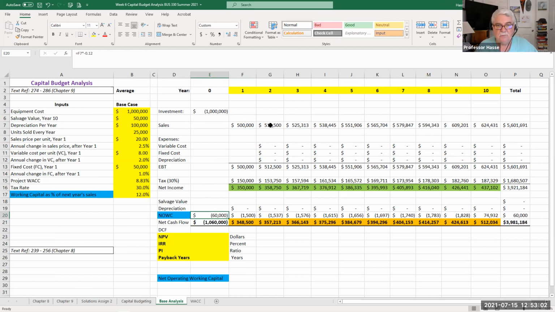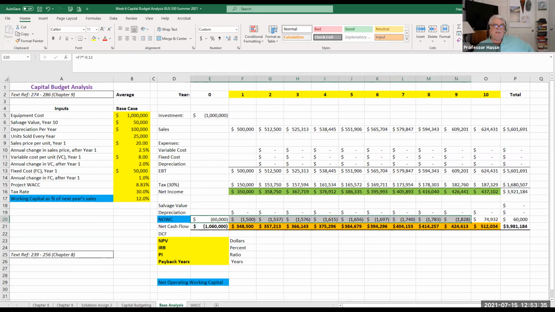So look at in year two, our sales are $512,500. Well, 12% of that is $61,500. So what I did is I took the delta between year two and year one sales, which is $12,500. See it in this expression. And I multiplied that by negative 0.12. So in other words, I'm keeping the working capital base 12% of the next year's sales throughout the life of the project until I get to year 10.